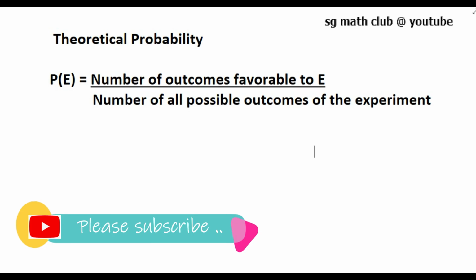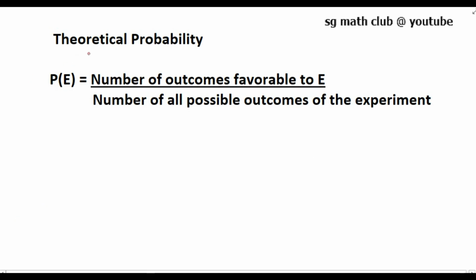So the definition of theoretical probability is: the probability of an event E is equal to the number of outcomes favorable to E divided by the number of all possible outcomes of the experiment. We will see in detail about theoretical probability or classical probability in the upcoming videos.